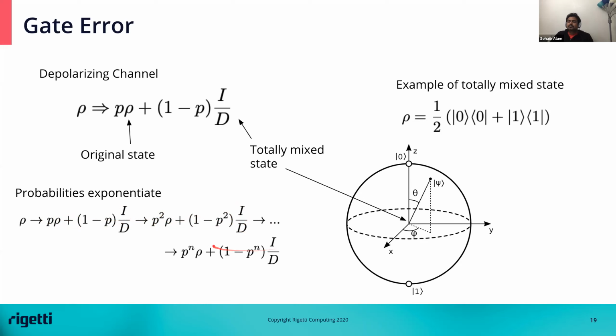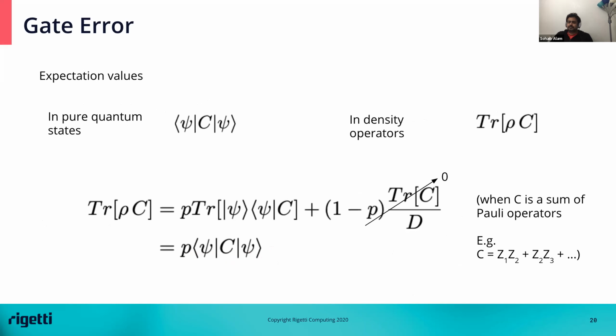And then if you repeat this over and over again, you can prove by induction that this is eventually going to be p to the n times rho plus 1 minus p to the n times the totally mixed state. And that property is something that we can use to perform gate error mitigation. And we can do that as follows.